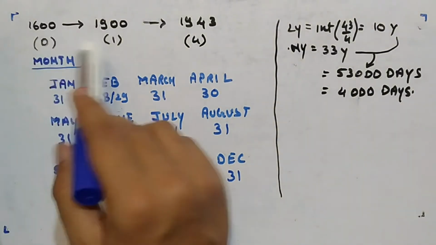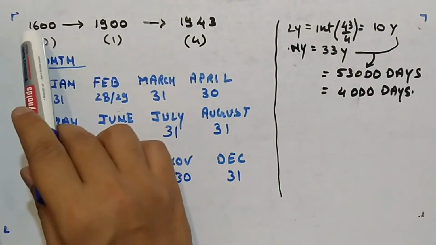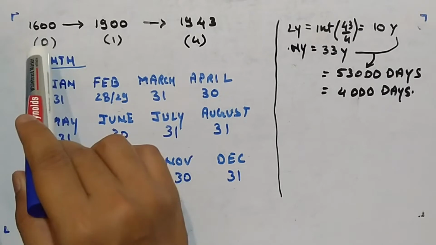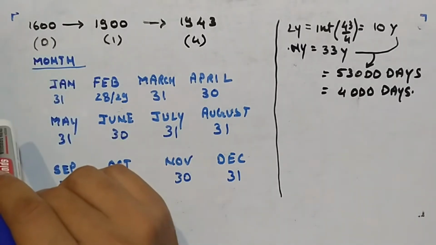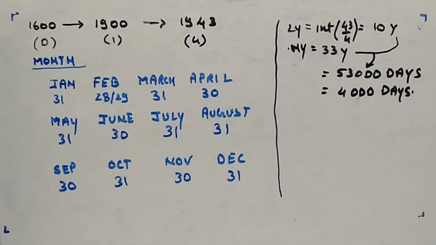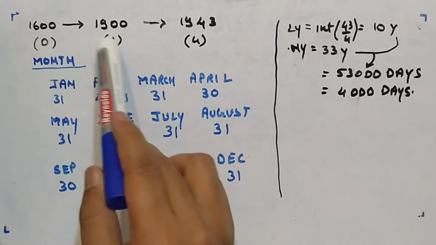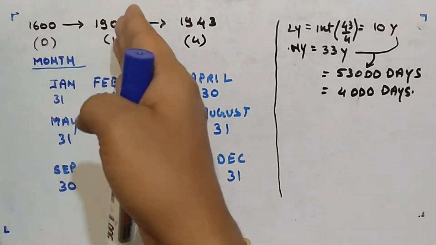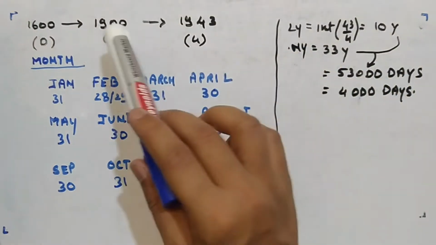Here you can see I've taken the example of 1943. We started with 1600. Our odd days were 0 because this was a century year and it was divisible, so it was not generating any odd days. It was a multiple of 400. Then we reached 1900, and we saw that 3 years extra came, and for that we had one odd day. Then we came from 1900 to 1943.